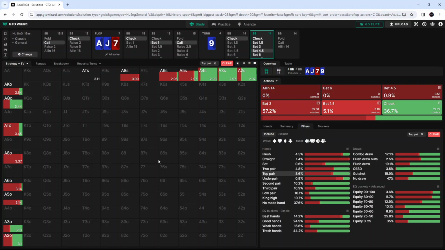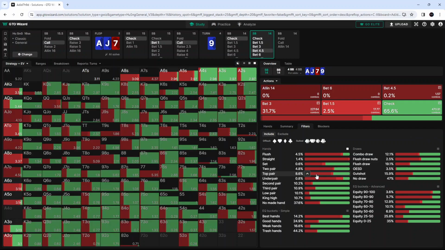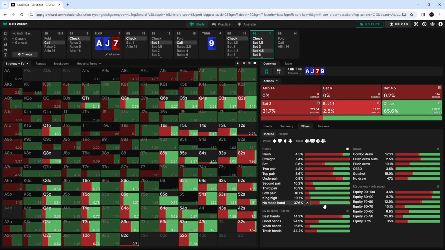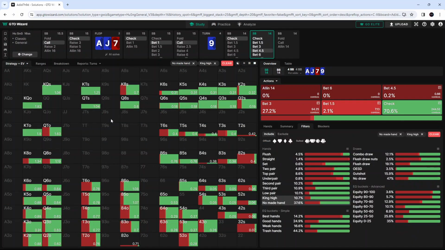What about bluffs? Do we still want to barrel with a more polarized barrel range, or do we prioritize take and draw equity this time? Well, we can check this, right? We can again clear this filter, and we can take a look at the hands which barrel. So let's take a look at no made hands and king highs which barrel. Do we notice any patterns?